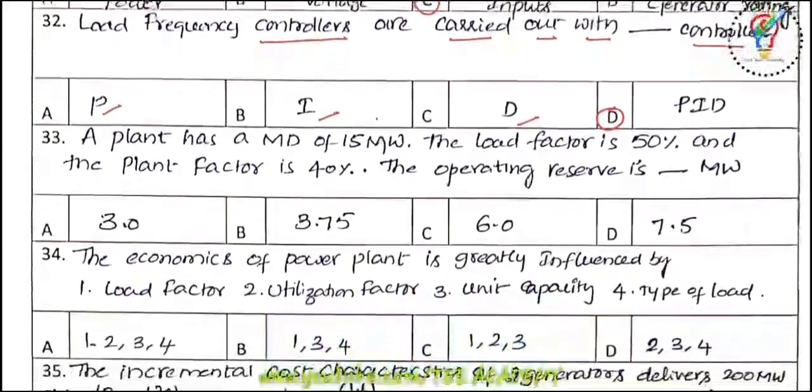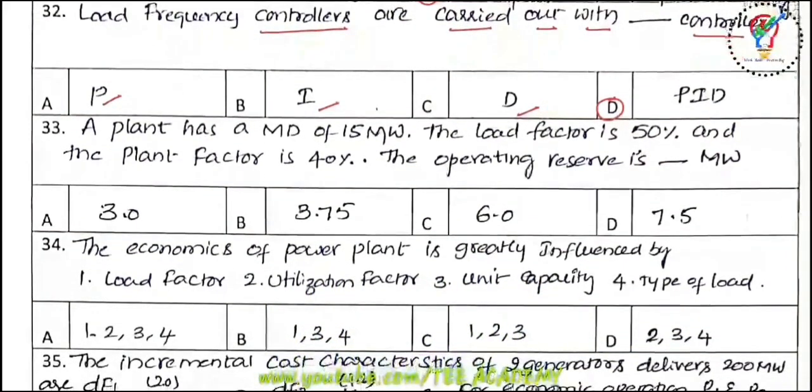Next one, the 33rd question. A plant has a maximum demand of 15 megawatts. This is a numerical problem. The load factor is 50% and the plant capacity factor is 40%. What is the reserve dash? Here I will just give a hint for this question. I am not going to discuss the solution in detail.